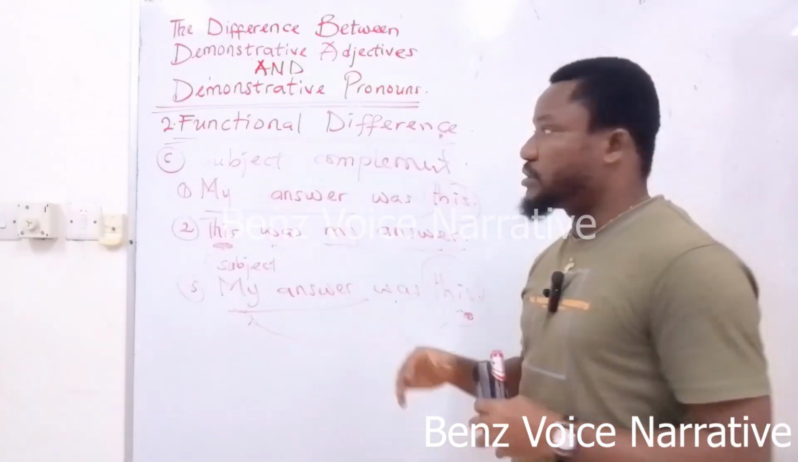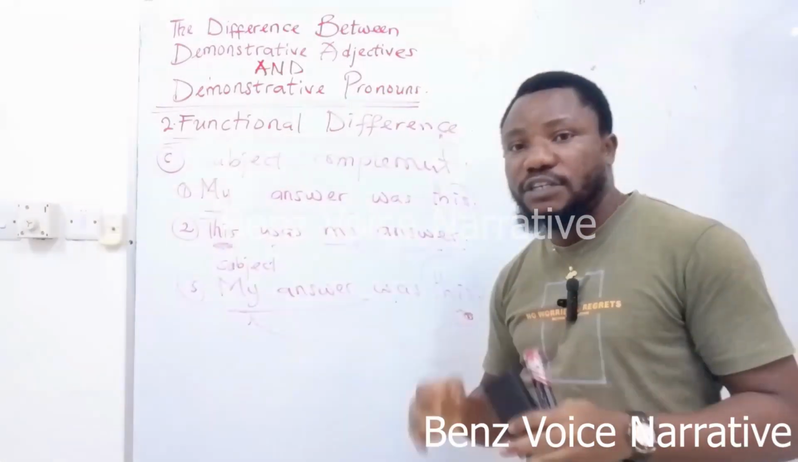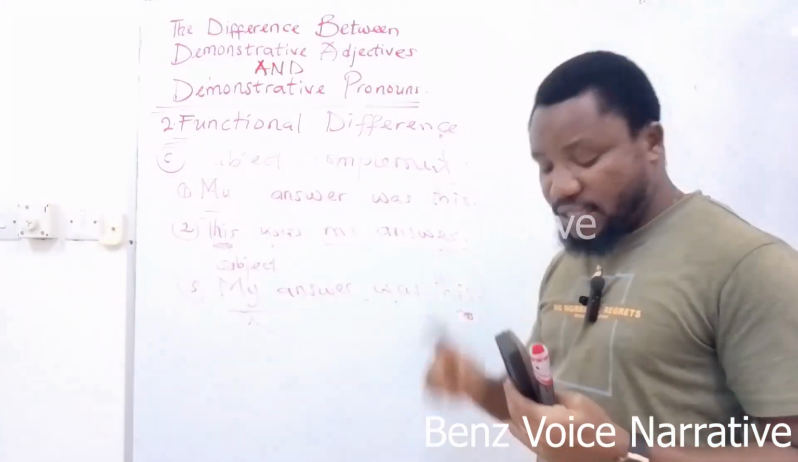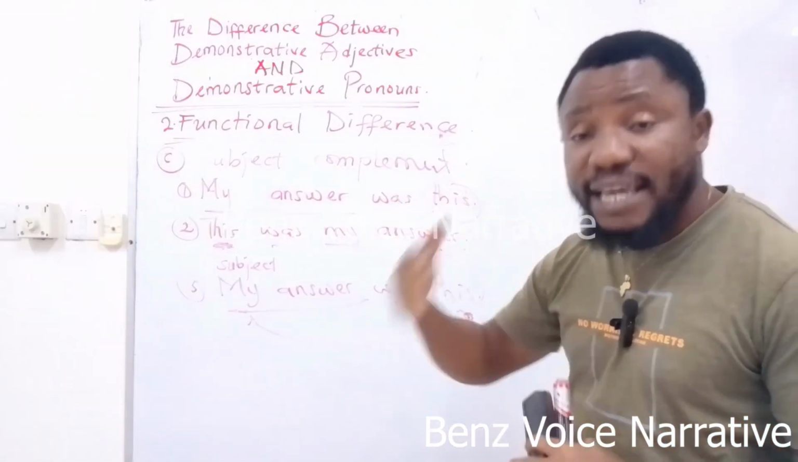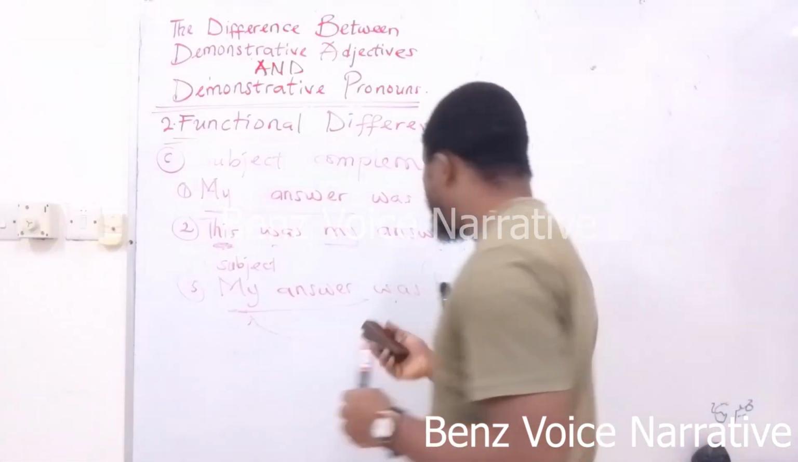And of course, remember that a demonstrative adjective cannot function as subject complement. It cannot function as the object complement. It cannot function as the subject of a sentence. It cannot also function as the object of a sentence.